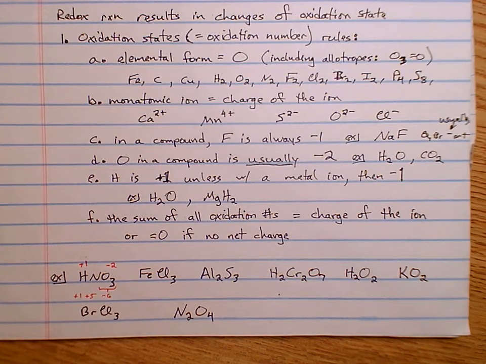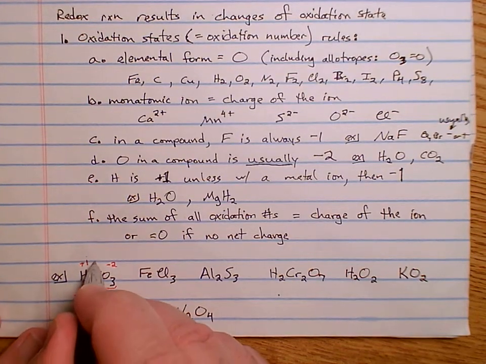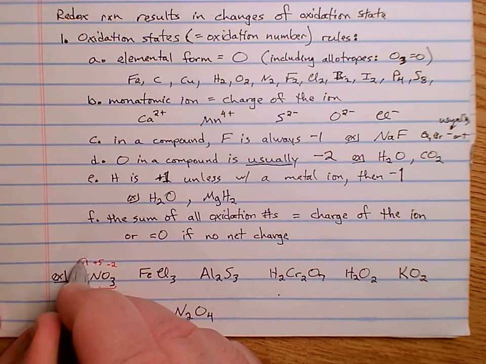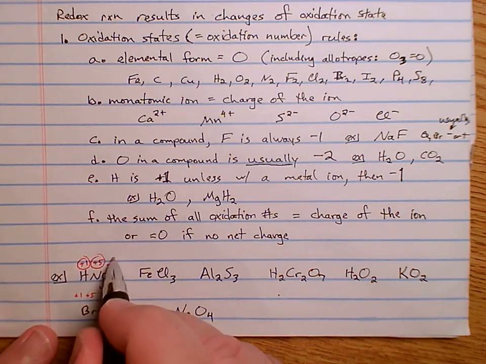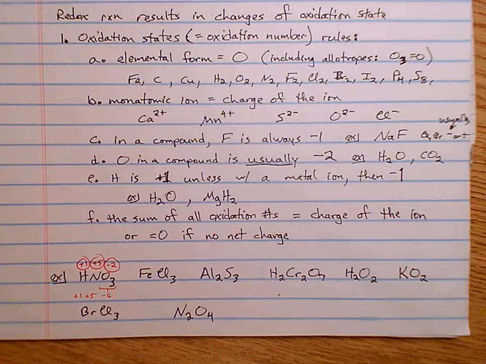Can nitrogen be +5? Is that a possible oxidation state for nitrogen? Well, if we look at the periodic table, we see that yes, indeed, nitrogen does have 5 valence electrons. Since nitrogen does have 5 valence electrons, it can be in the +5 oxidation state. So we're pretty good with saying hydrogen is in the +1 oxidation state, nitrogen's in the +5 oxidation state, and each oxygen's in the -2 oxidation state.